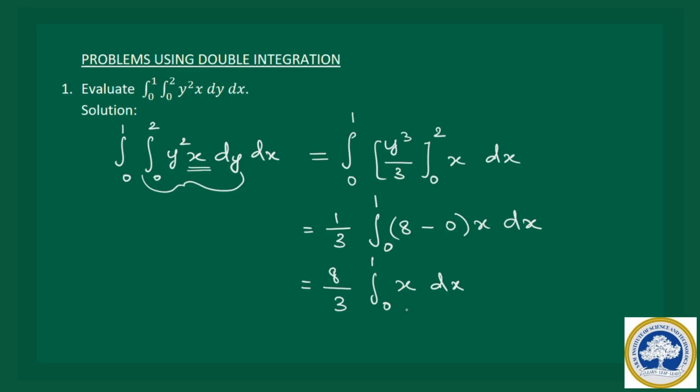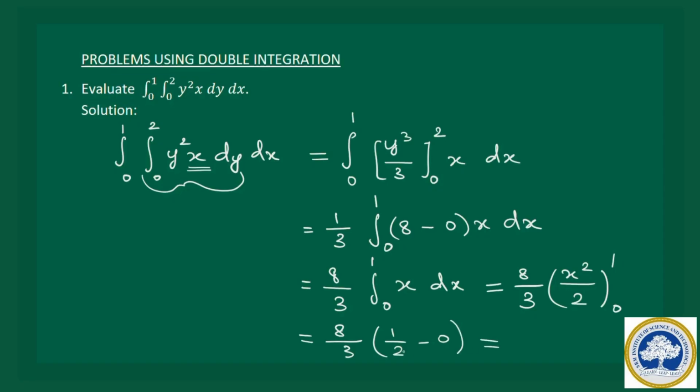Now you all know how to integrate this x dx. The integration of x is x square by 2, so we write 8 by 3 as it is, and x square by 2 over the limit 0 to 1. Applying the limit, upper limit minus lower limit, it gives 1 by 2, so 8 by 3 into 1 by 2 minus the lower limit, which is 0. So the answer is 8 by 3 into 1 by 2, and we can cancel this. The answer becomes 4 by 3. This is the answer for the given double integration.